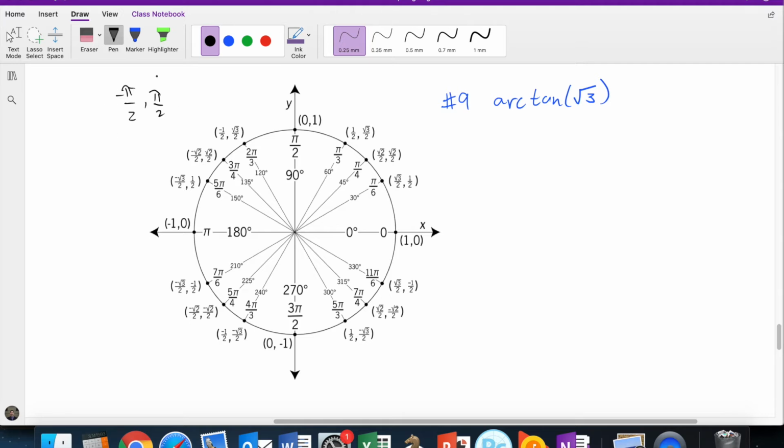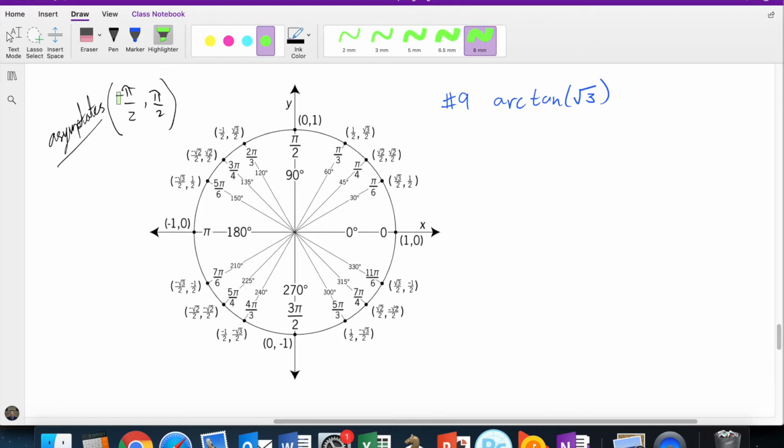But do we use parentheses or do we use brackets? Parentheses. Why do we use parentheses? What does tangent have that sine does not have? Asymptotes. Right, so we're using parentheses because of the asymptotes. Which means that we cannot include negative pi over 2 and we cannot include positive pi over 2. But everything in between is fair game. So I'm going to highlight just outside of that little dot.